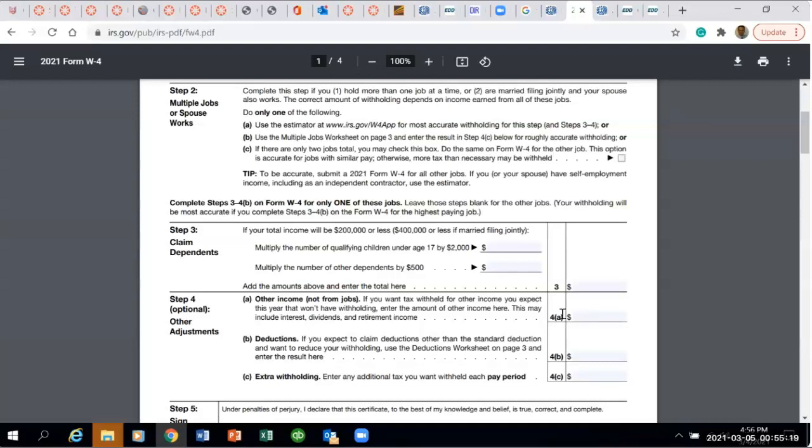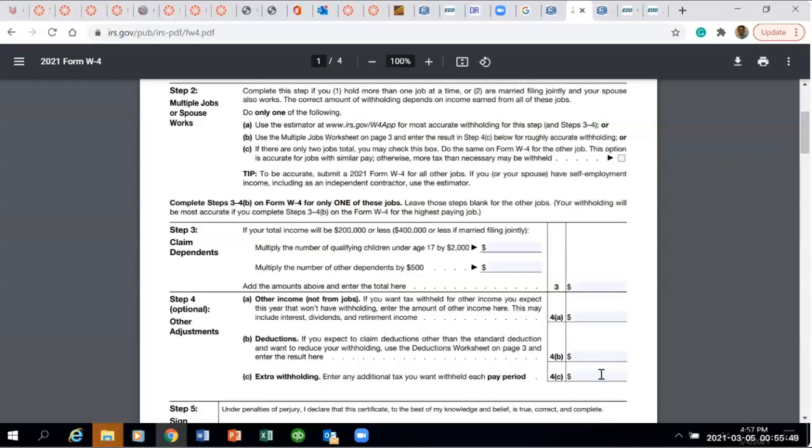No. I suggest definitely don't do anything for B. If you are making money from somewhere else, let's say from Uber or whatever, right? You make $1,000 a month from there. Okay, put that $1,000 there. Other than that, just leave it. If you like to have additional withholding, again, put something there. Otherwise, just leave it blank. Okay.